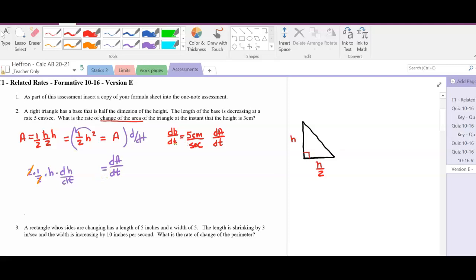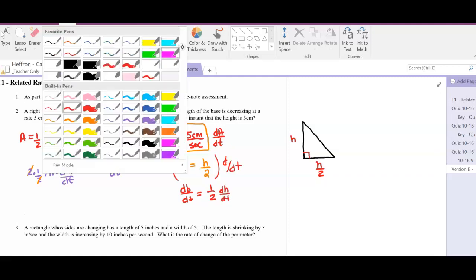The problem is I was given how the base is changing, not how the height is changing. However, I have this other equation I've used, which is that the base equals half the height. So if I take this derivative with respect to time, it will relate dB/dt and dH/dt, and I'll get the derivative of the base with respect to time equals 1/2 the derivative of h with respect to time.